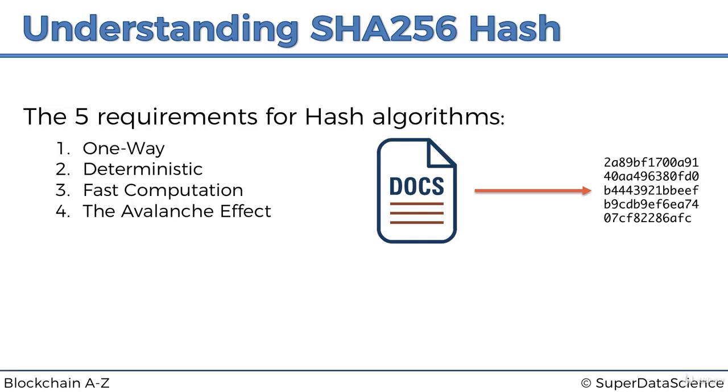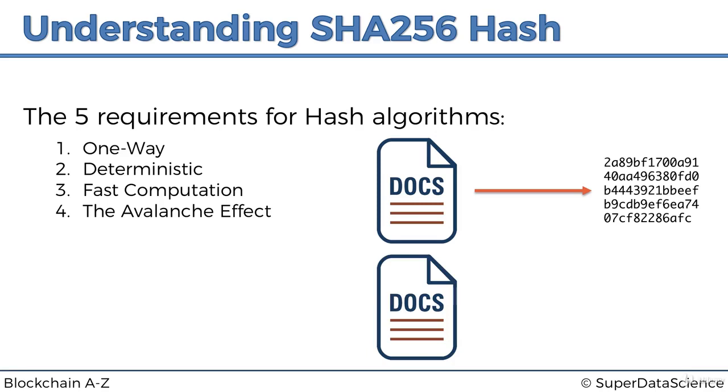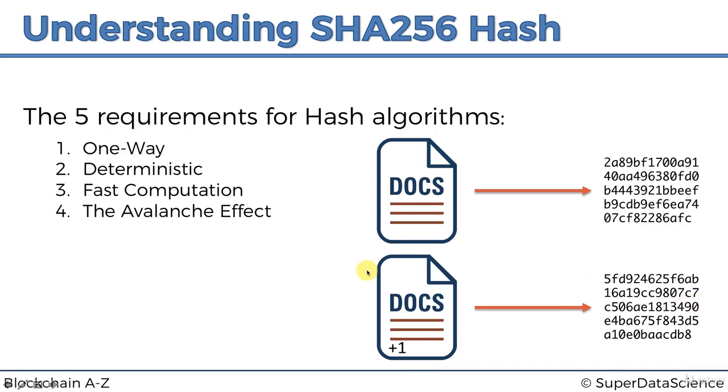The avalanche effect means that if I take exactly the same document and I make a tiny little change, even 1 bit of data in the document, for instance, we got a +1 over here, then the hash will be absolutely different. So we already saw that in the demonstration when we were adding an extra exclamation mark or making some other small changes.